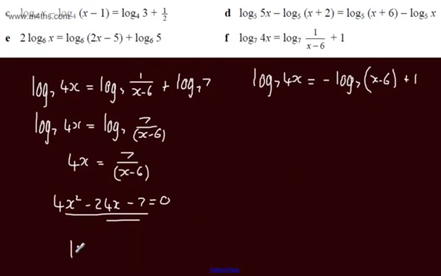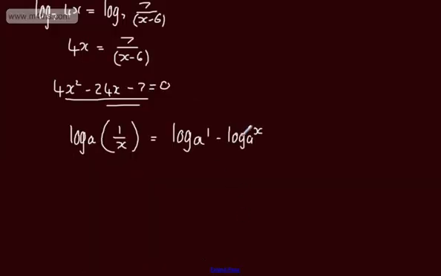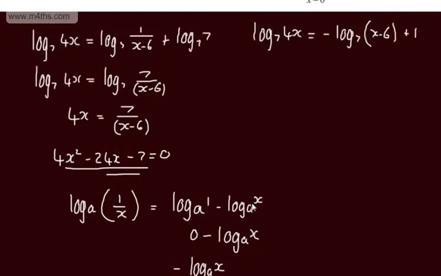If I look now, let's take log to the base a of 1 over x. We could write this now as a difference. We could write this as log to the base a of 1 minus log to the base a of x. If we have a difference when the base is the same, we can write this as a quotient. This is 0. What power is a raised by to get 1? 0. Minus log to the base a of x. Therefore, we can say that this is going to be minus log to the base a of x. And that is a standard result: log to the base a of 1 over x is minus log to the base a of x.